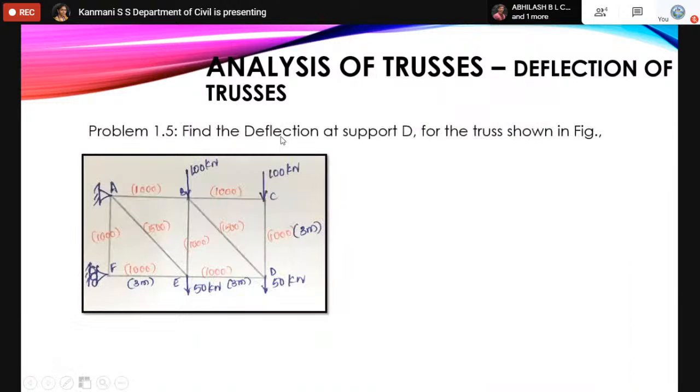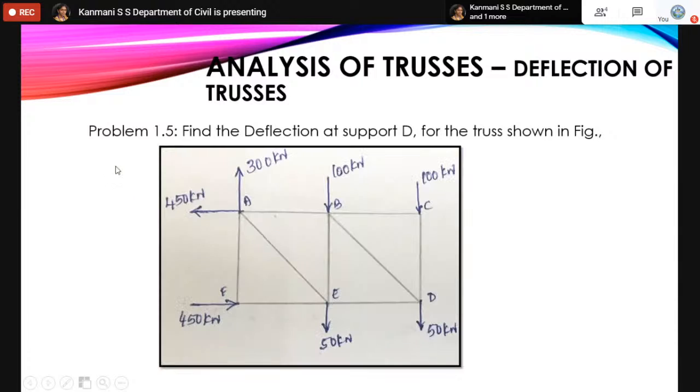Now I have taken a problem to explain this again in a clear way. We are going to find the deflection at joint D, where we already have a 50 kilonewton force. Since the 50 kilonewton force is acting vertically, the deflection will be in the vertical direction. So I have to find the vertical deflection at joint D. How to find this? First, due to external loads, find the support reactions. Once we find them, these are the support reactions we get.